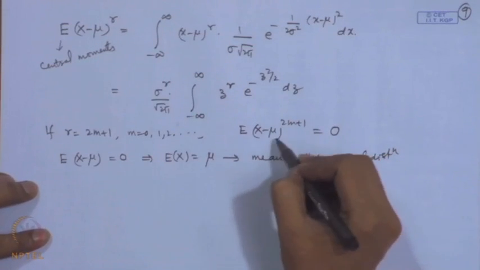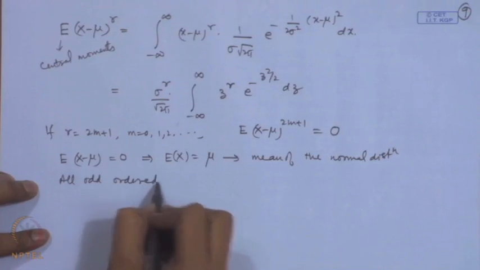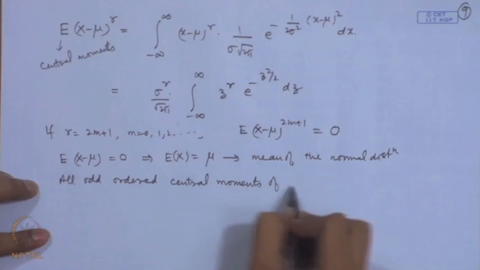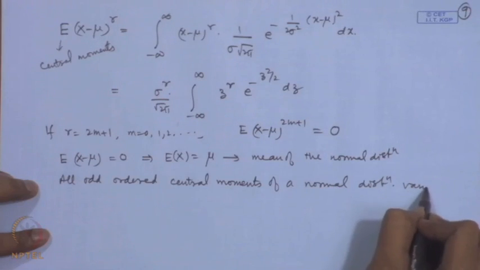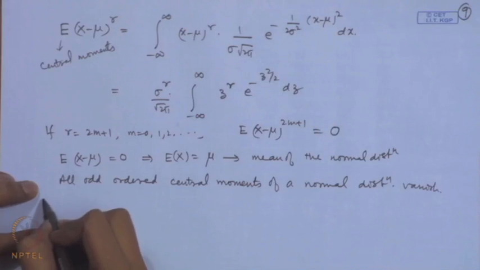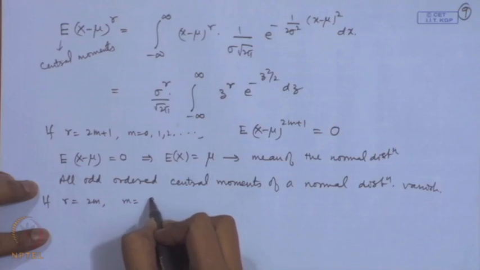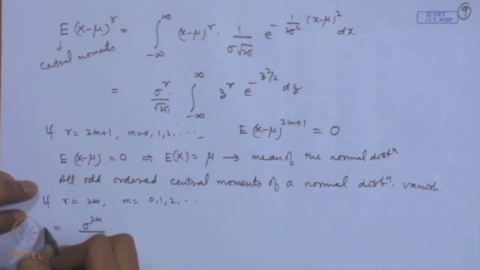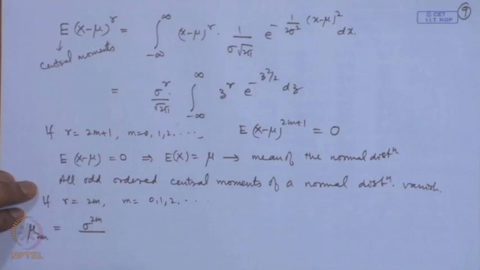So, what we have proved is that all odd ordered central moments of a normal distribution vanish. Now, when r is of the form 2m, then this expression can be simplified as, say, sigma to the power 2m. So now this expression becomes simply mu 2m, because it is the 2mth central moment.